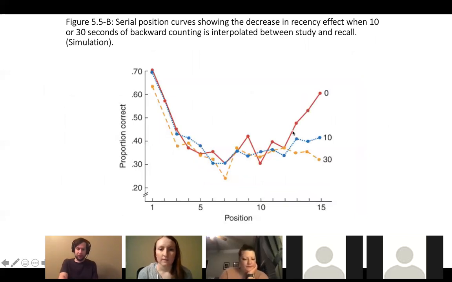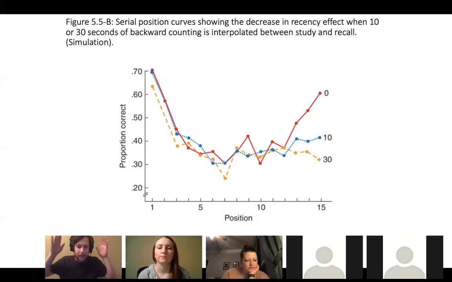So the red, blue, and yellow lines differ in the amount of time that I require you to do backwards counting. For the red line, for instance, I read off the sequence of 15 numbers, and this is like the control condition. You're not doing any backwards counting at all. In the red line, when the sequence is done, I just say, okay, repeat the sequence back to me.